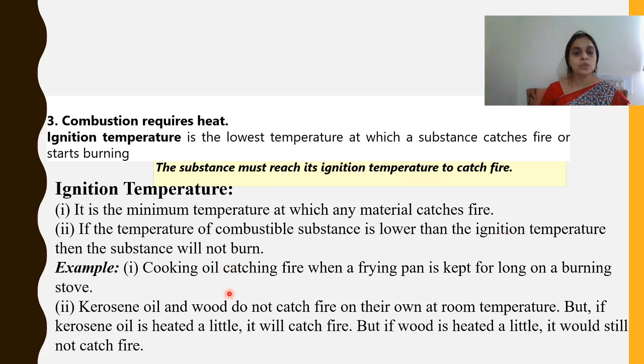For example, cooking oil catches fire when a frying pan is kept for a long time on a burning stove. Kerosene oil and wood do not catch fire on their own when you just keep them at room temperature. But if kerosene oil is heated a little bit, it will catch fire. But if the wood is heated a little bit, it still would not catch fire.